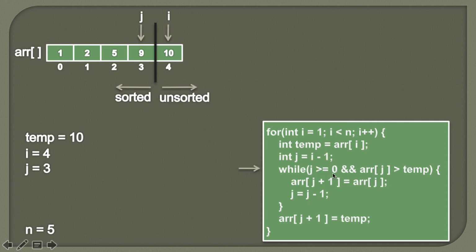So as j is greater than or equal to 0, this condition comes out to be true. But the value stored at jth index, which is 9, is not greater than 10. So therefore this condition comes out to be false. And we simply store this value 10 in this array at j plus 1th index, because 9 is at its correct position, and as it is less than 10, therefore 10 should be stored just after that. So we simply store 10 to j plus 1th index.